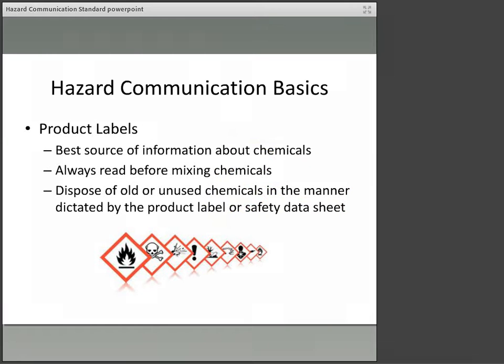Product labels are often our best source of information. Always read product labels before mixing chemicals together, and never dispose of old or unused chemicals before identifying the disposal manner dictated by either the product label or the safety data sheet. A safety data sheet, which I'll describe in more detail later, is simply a bulletin put out by chemical manufacturers that gives details about both the physical and the health hazards of the product.